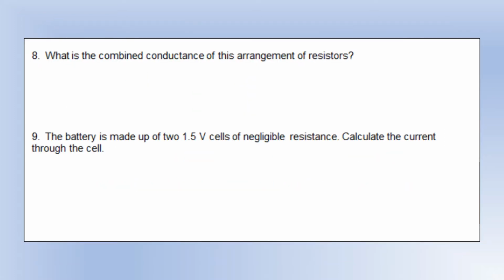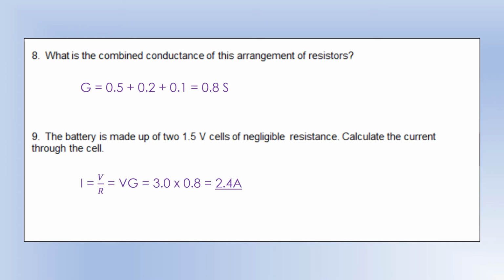So what is the combined conductance of the resistors? With resistors in parallel, we just add their conductances together, because remember this is the same as adding the reciprocal of the resistances together. We've basically done the same thing. So that gives us 0.8 Siemens. The battery is made up of 2 1.5 volt cells of negligible internal resistance. Calculate the current through the cell.